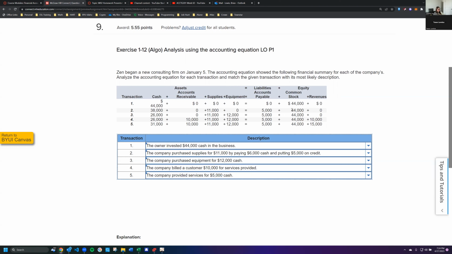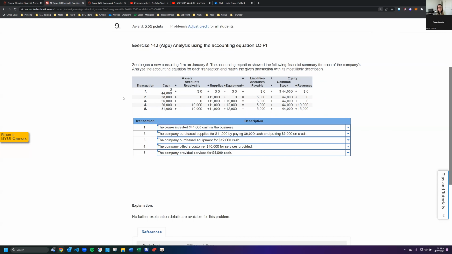But why is that $44,000 here? That's interesting. I don't understand that. It's number one. These numbers are wrong. At least am I reading this wrong? I don't think I'm reading this wrong. That's interesting. The owner invested 44,000 cash in the business.